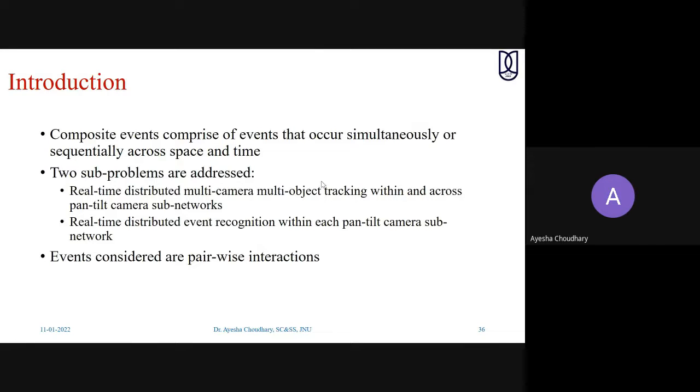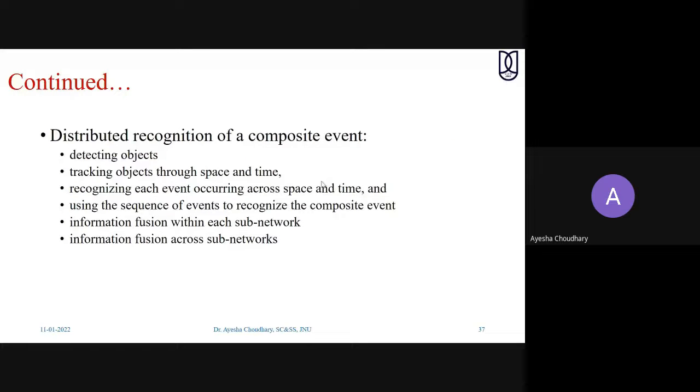So the two sub-problems that need to be addressed over here are that we need to do tracking within the camera subnetworks as well as across subnetworks. And then we need to recognize what is the complete event that has happened. And the events that we look at over here are pairwise interactions. When I say pairwise, it's interaction between two objects. So these are the things that we really need to do. We need to detect the objects. We need to track objects across space and time. We need to recognize what is the event.